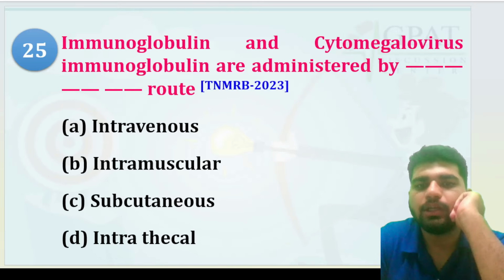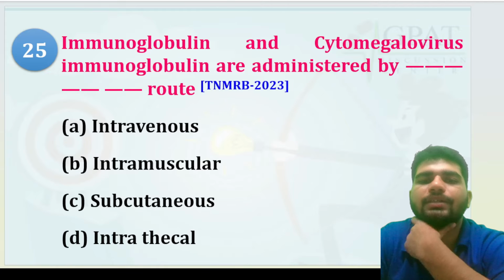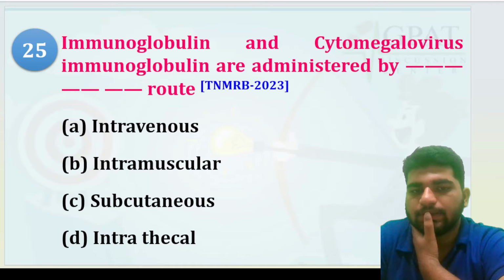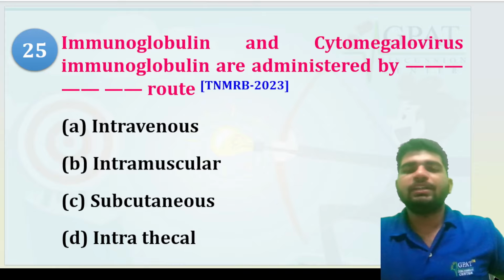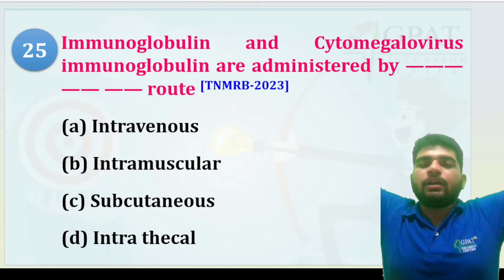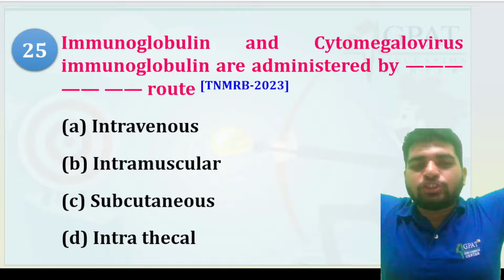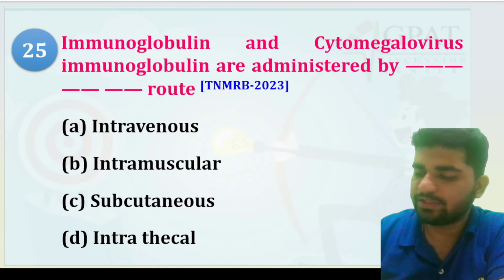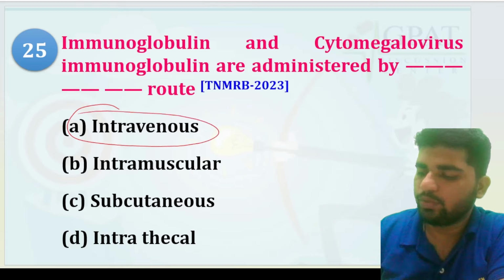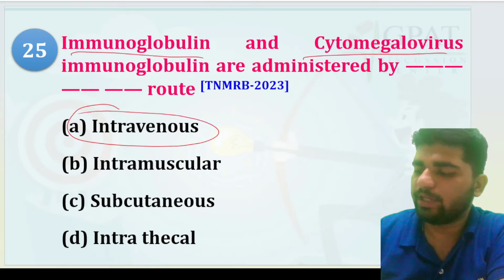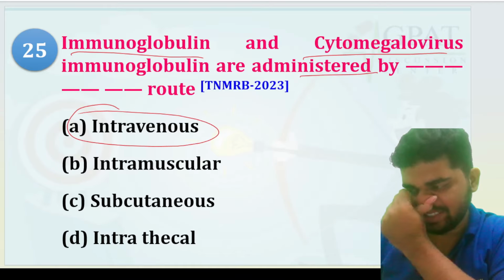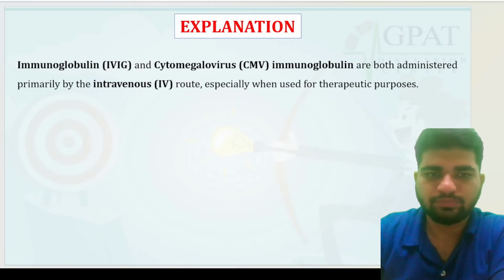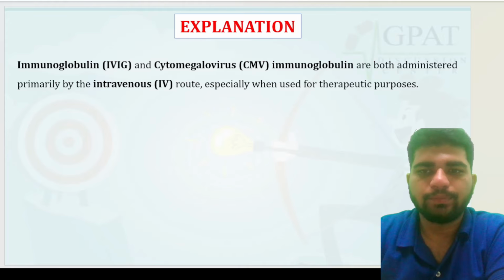Immunoglobulin and cytomegalovirus immunoglobulin are administered by which route? Through the intravenous route. Immunoglobulin and cytomegalovirus immunoglobulin are administered by the intravenous route.